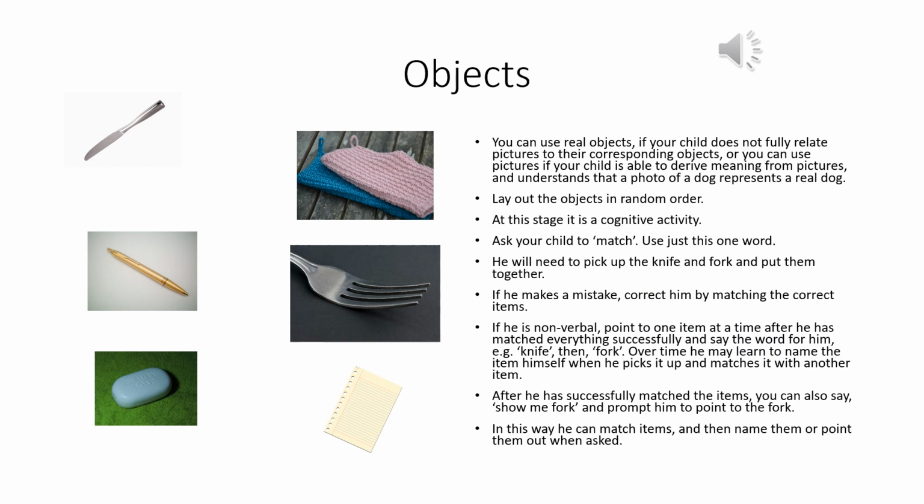The first way you could do it is by using real objects, and you would do this if your child doesn't fully understand that a picture or a photo represents the real thing. In other words, he would see a picture of a dog but not understand that it represents a real dog. So you lay out the objects in random order.